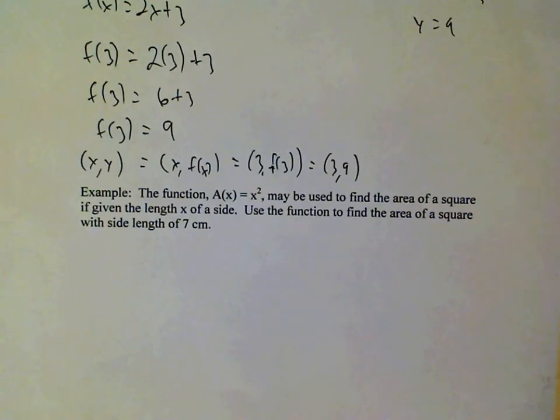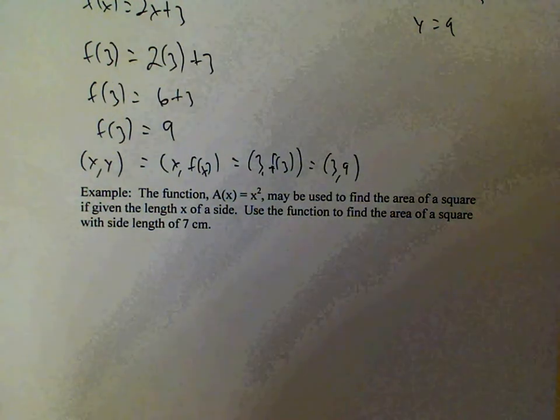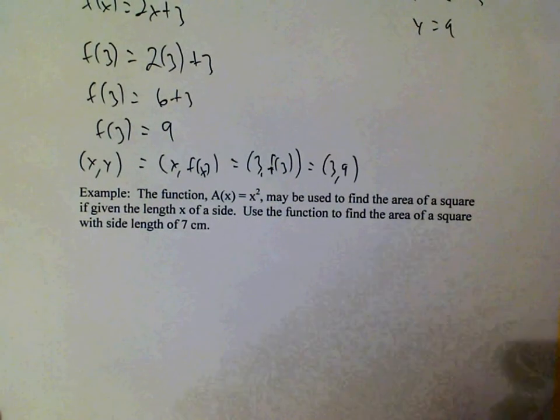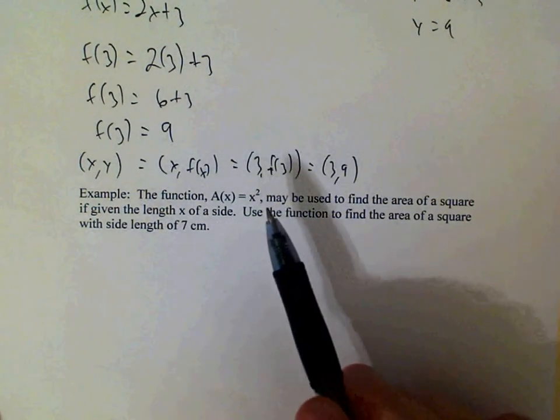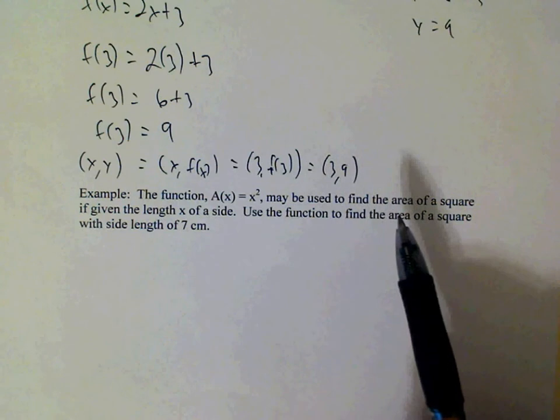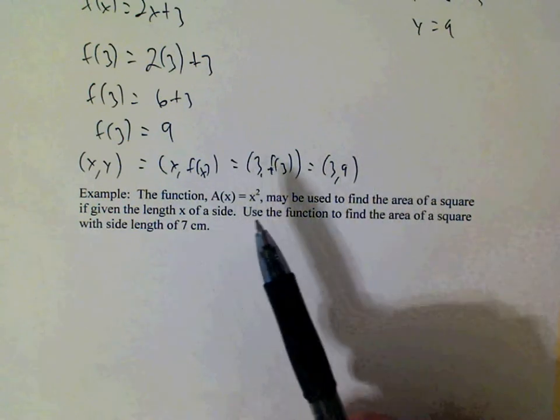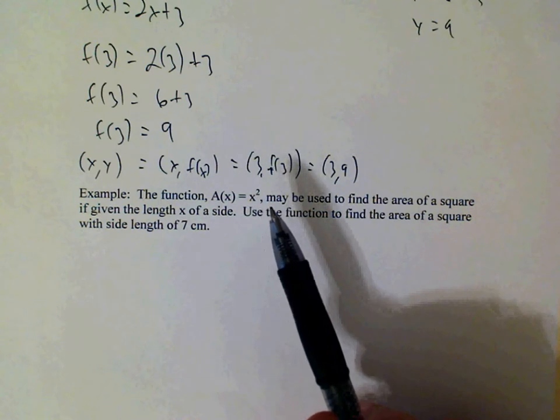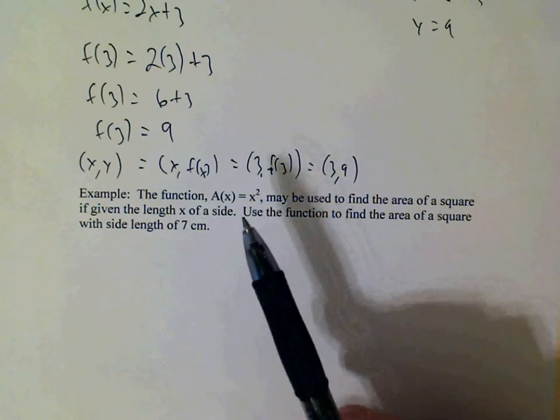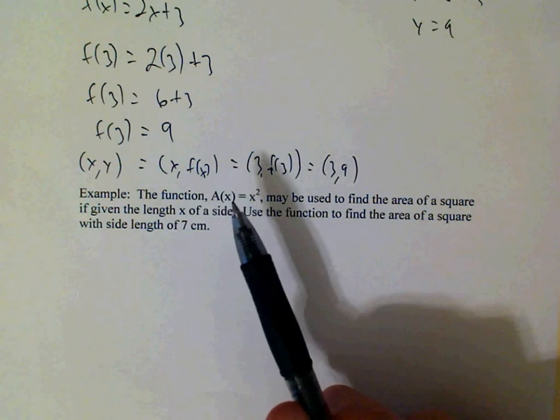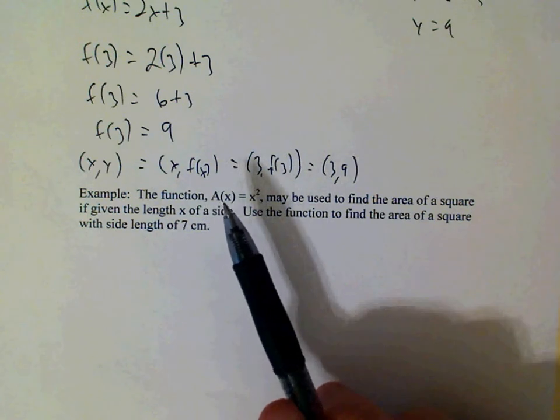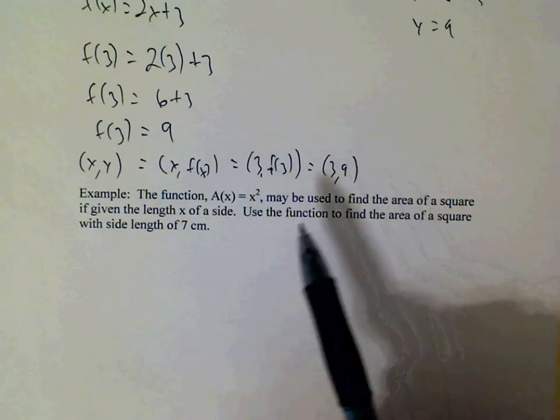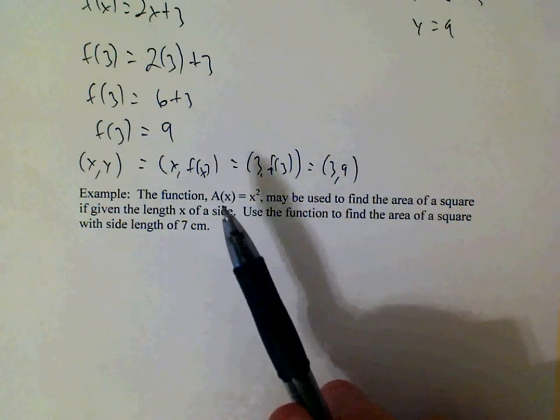We can actually use any letter we want to represent the function, and so for this example, it gives you an idea of what I'm talking about. It says that A of x equals x squared may be used to find the area of a square if given the length x of a side. Now if you look at that, you probably remember that the formula for finding the area of a square is A equals x squared. Well, same thing as a function where we use A to represent the function. And we use A because area begins with the letter A. You could easily have used f of x, but I chose to use A to represent the area.